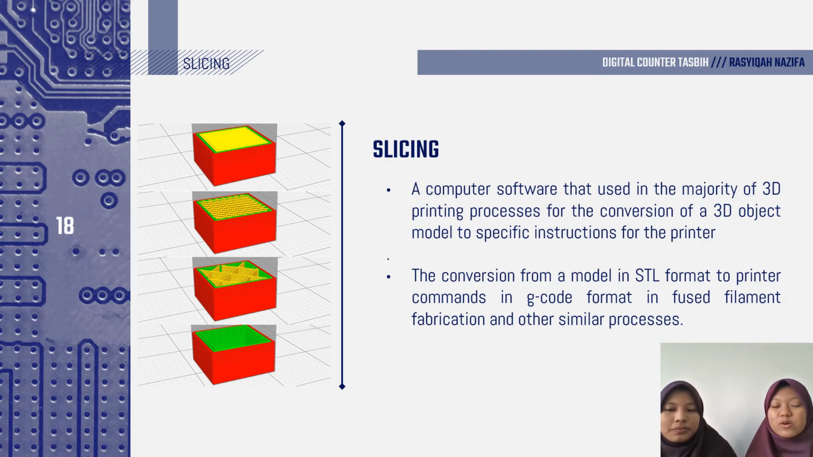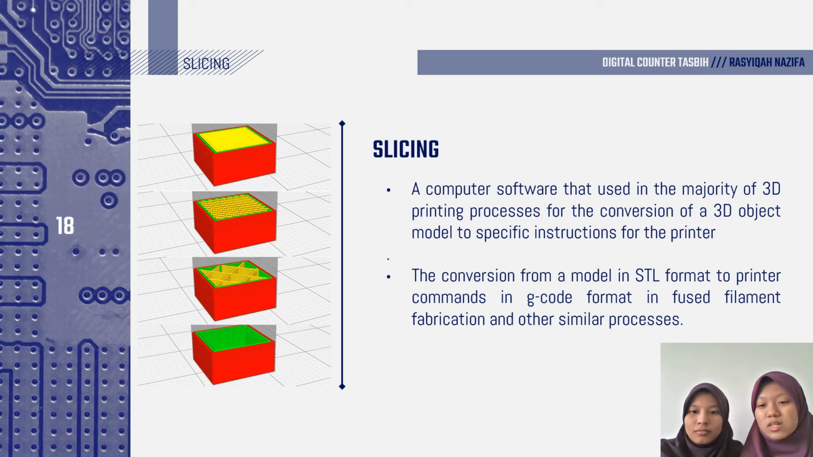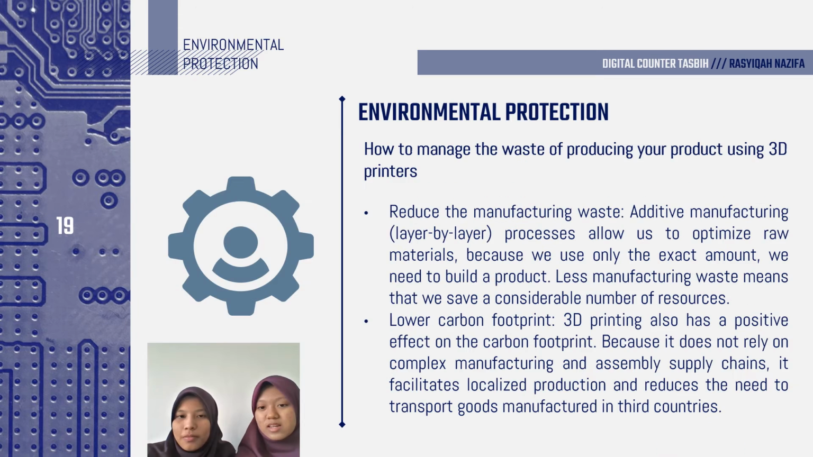Next is about slicing. Slicing is computer software used in the majority of 3D printing processes for the conversion of a 3D object model to specific instructions for the printer. Second, the conversion from a model in STL format to printer commands in G-code format in fused filament fabrication and other similar processes. Next, environmental protection.